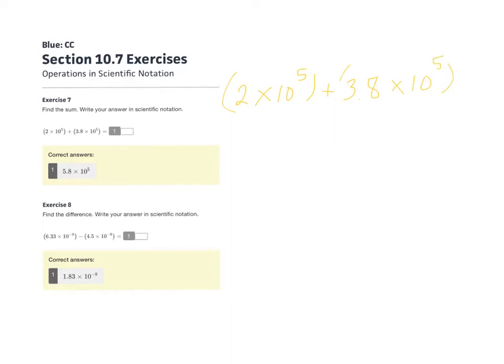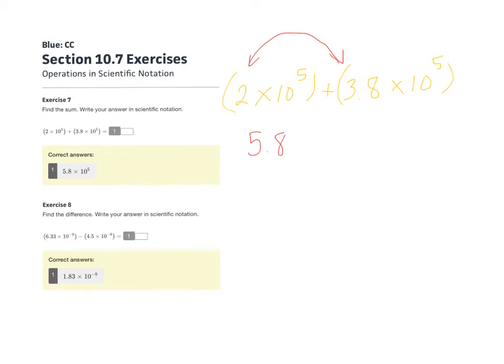Now, one thing that we want to look for is that this part has to be the same. In order for us to add or subtract scientific notation, we have to have the same base of 10 to the same exponent. And what we're going to do is simply add the numbers together. So 2 plus 3.8 is going to be 5.8.